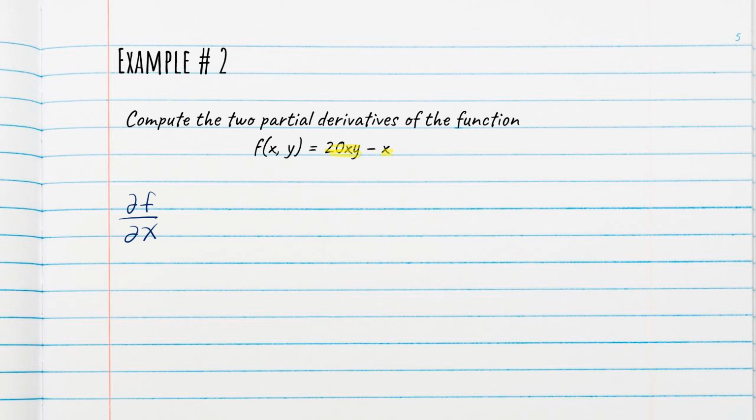So the first thing I like to do when I see a term that has both x and y in it is I want to write down all of the constants so I don't forget any of them. So if I'm differentiating with respect to x, the constants are the 20 and the y in the first term. So I know that this partial derivative is going to start out with a 20 and a y.